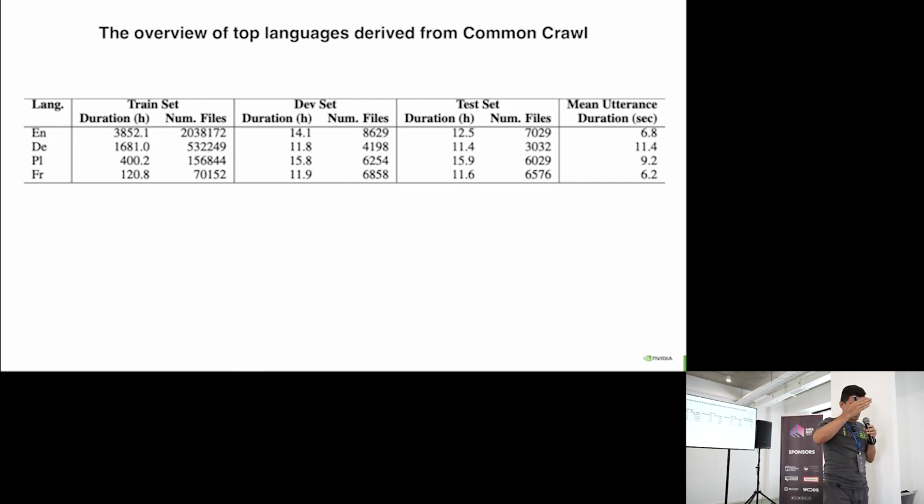We have a long list of languages, and here I show you only the top 4 languages. You see English, German, Polish, and French, with train, dev, and test sets. Maybe because of the characteristics of German, the utterances in German are longer than in others, and the shortest utterances are in English. Again, interesting, I don't know why. So we have this kind of set, and now we need to understand how it works with speech recognition.